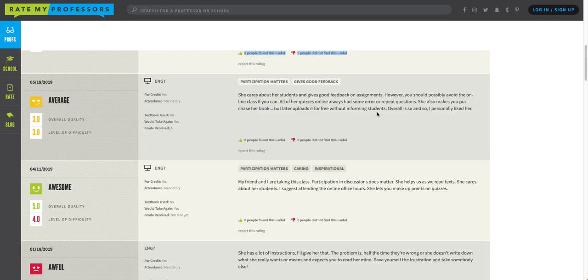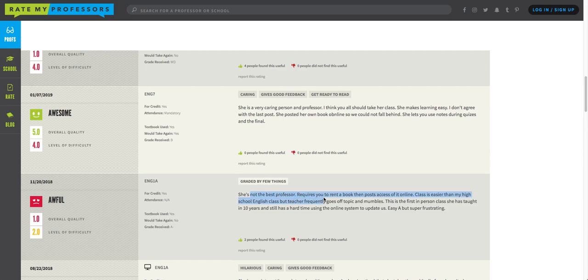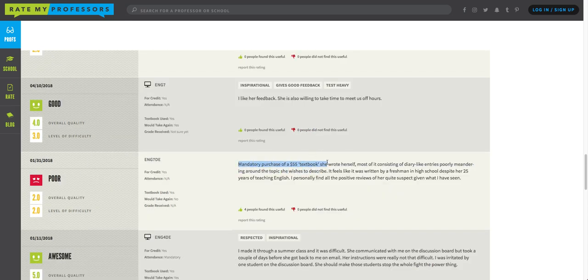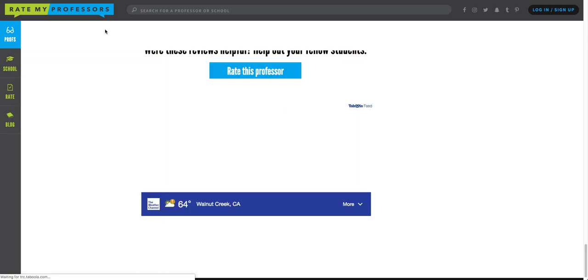And then she forced us to buy her own book, and her book was just not good, and it was really expensive. But the people who liked her, I think, are the ones who liked English in general. Like she did teach a lot about the English subject and the grammar and stuff like that. But in terms of getting an A, I would have never taken her again. See, look, mandatory purchase of a $55 textbook she wrote herself, consisting of diary-like entries poorly meandering around the top. So yeah, this is the person I took. She forced us to buy her own book, which is terrible.